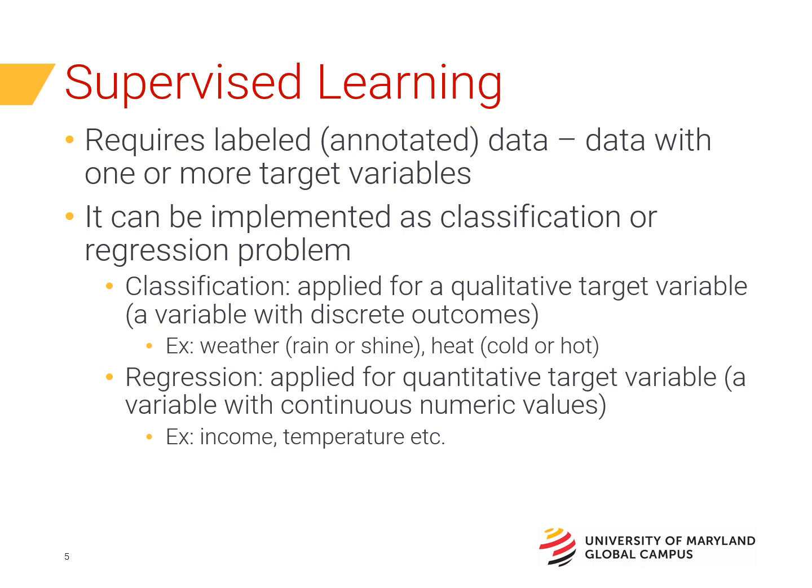Supervised learning can be further divided into two main problem types: classification and regression. The choice between classification and regression depends on the nature of the target variable. Classification is applied when the target variable is qualitative, meaning it has discrete outcomes or categories. For example, predicting whether an email is spam or not spam is a binary classification problem.